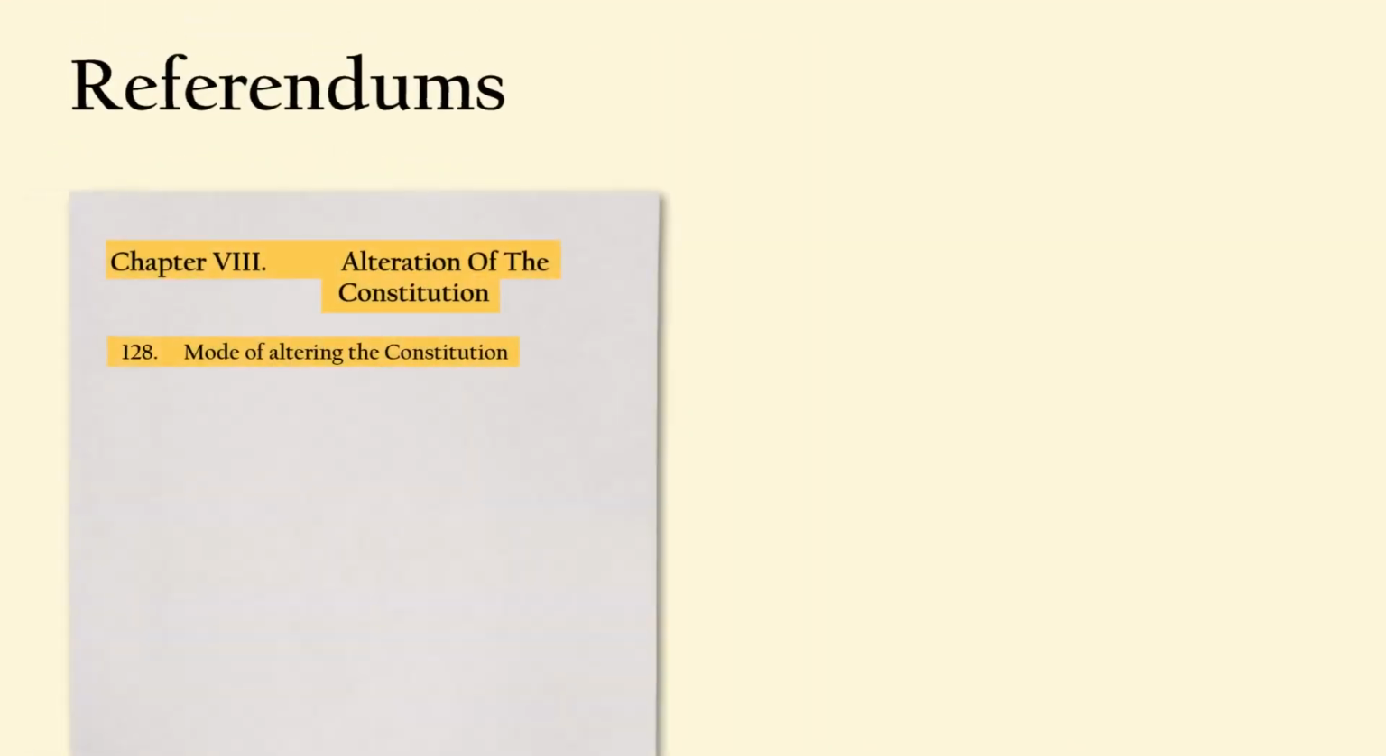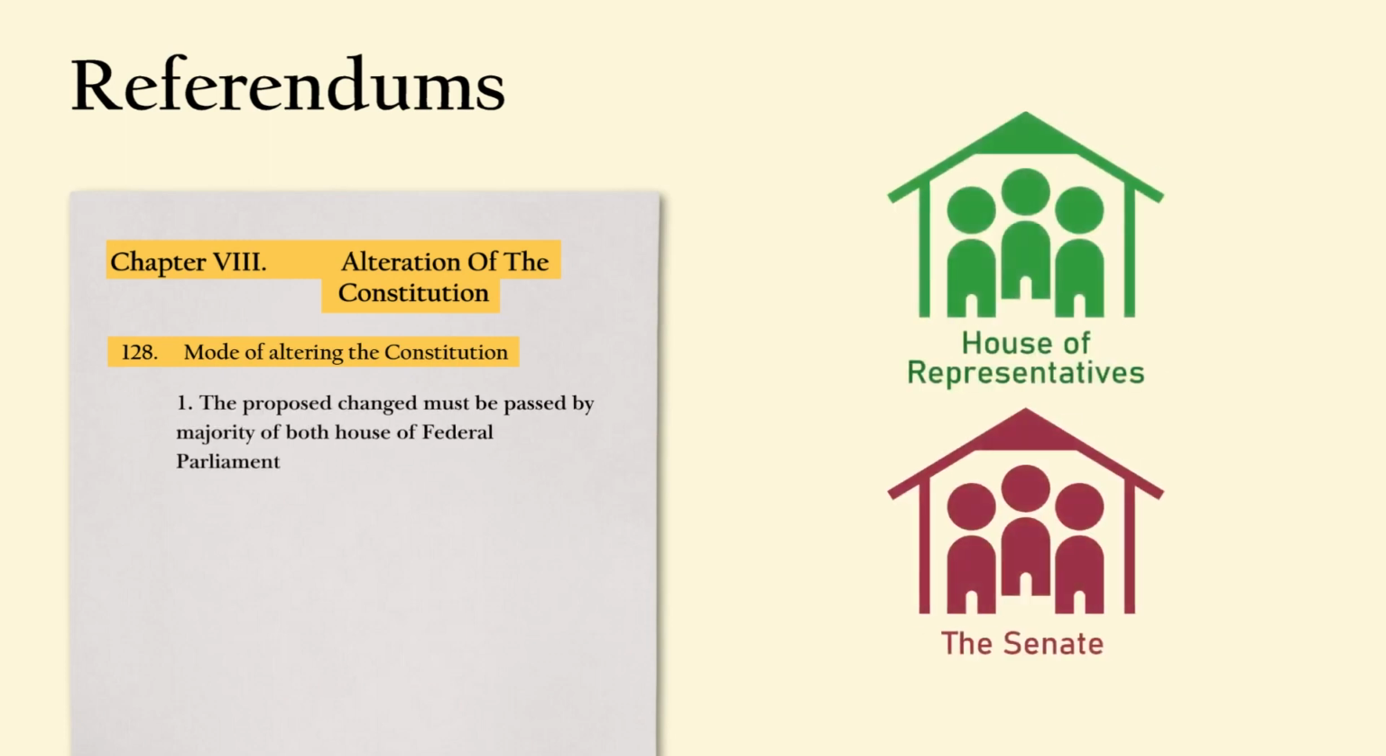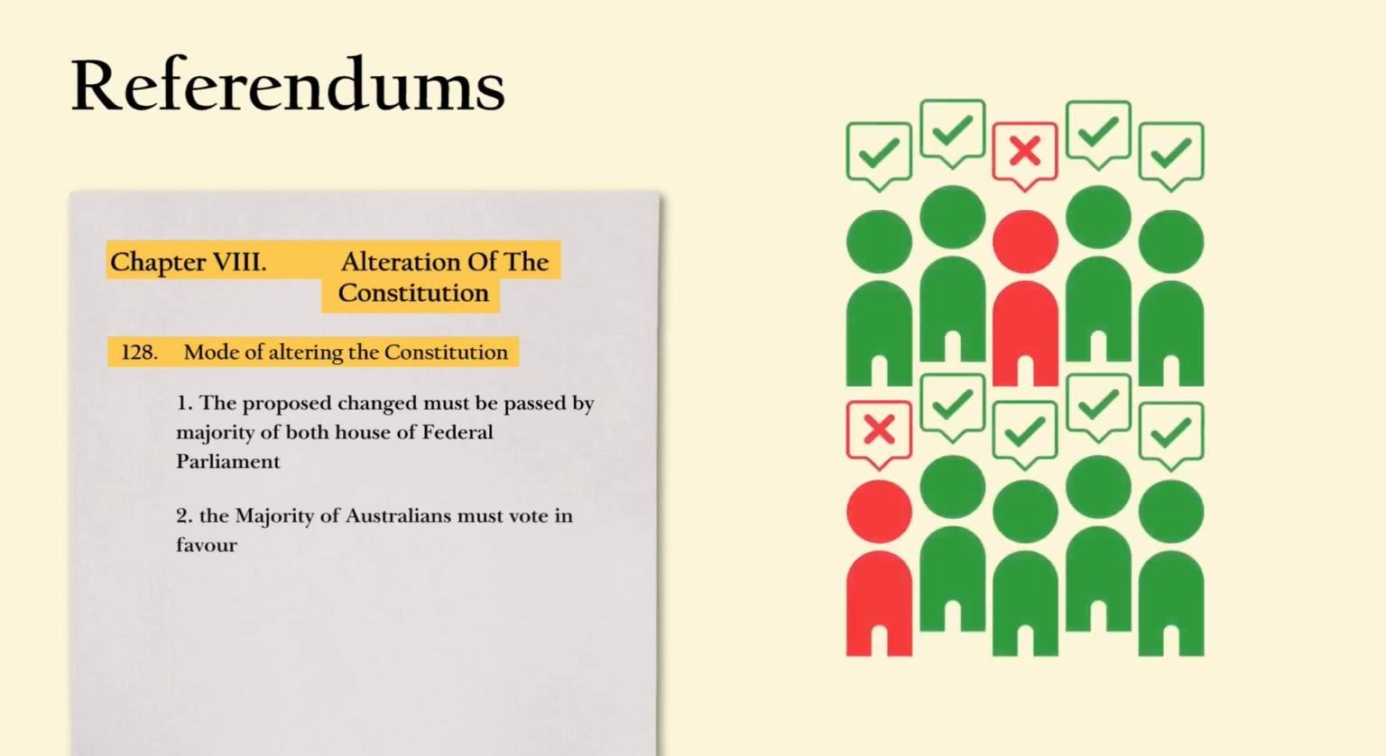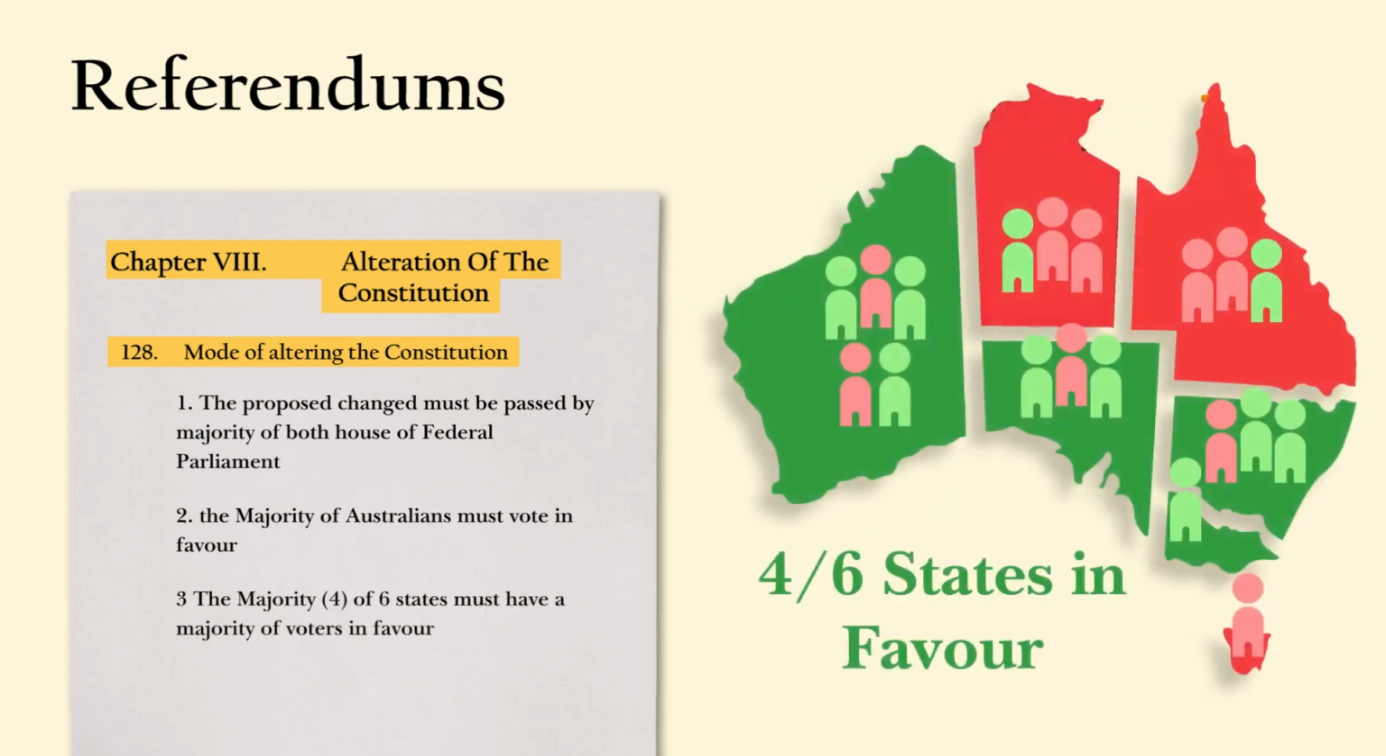The required elements needed to change the Constitution are: first, the proposed change must be passed by the majority of both houses of federal parliament. Then, the majority of Australians must vote in favour. Finally, the majority of 6 states must have a majority of voters in favour.